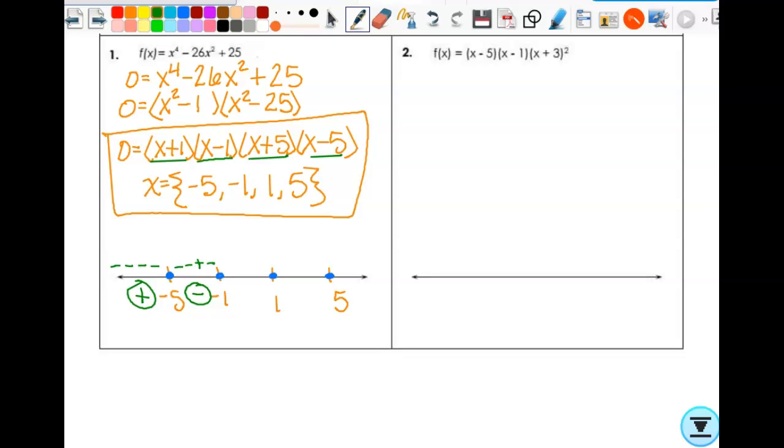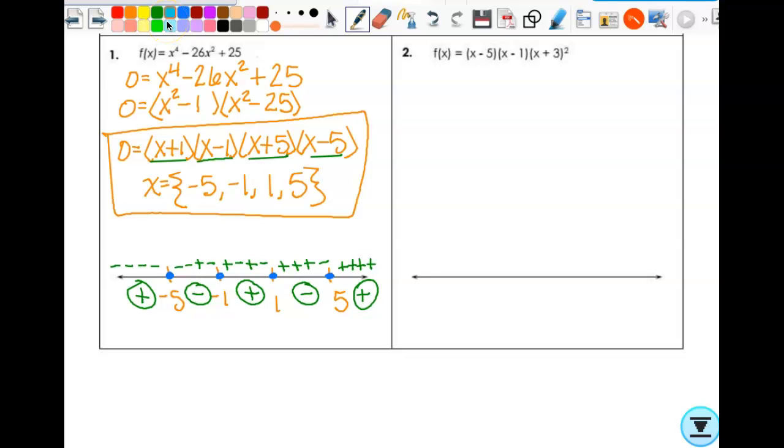Between -1 and 1, I can pick 0. Anytime I can pick 0, that's great. So put it in here, that'd be positive, and then negative, and then positive, and then negative. So that's positive overall. Between 1 and 5, I can pick 2. So 2 plus 1 is 3, so that's positive. And then 2 minus 1 is positive, and then positive and negative. So that's a negative overall. Don't forget about the ends. So on this side, I'll just pick 6. When I substitute it in here, that's going to give me positive, positive, positive, positive. That's positive overall.